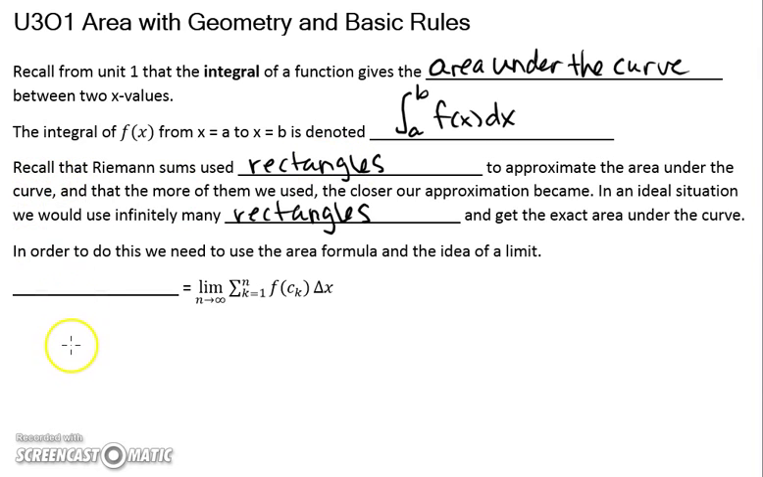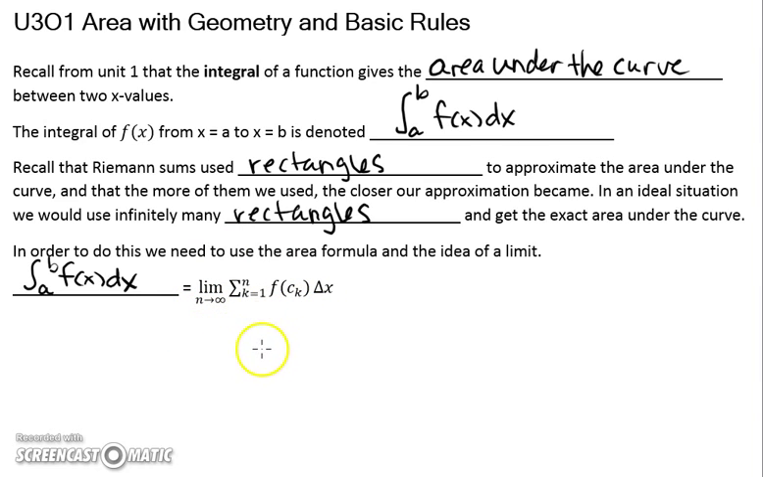So what we're going to talk about is the fact that the integral from a to b of f of x dx is going to be equal to the limit as n approaches infinity of the sum from k equals 1 to n of f of c sub k times delta x. Now, this is a whole lot of stuff and it looks really, really confusing, but it's not that bad.